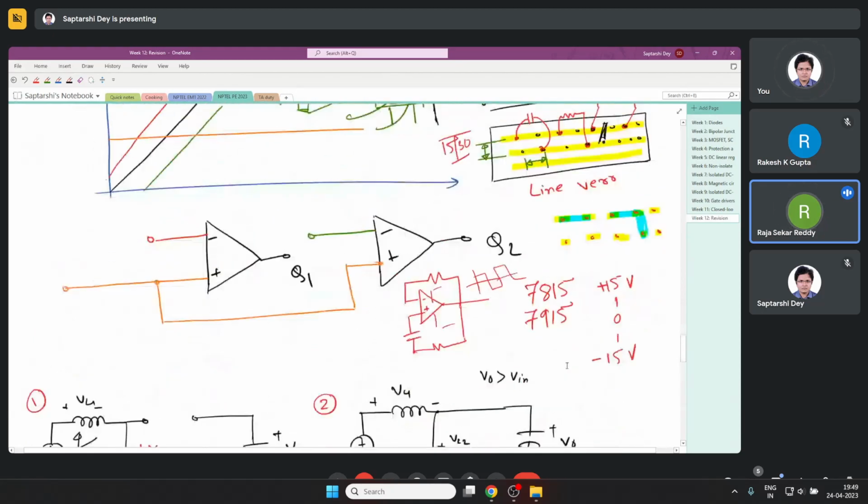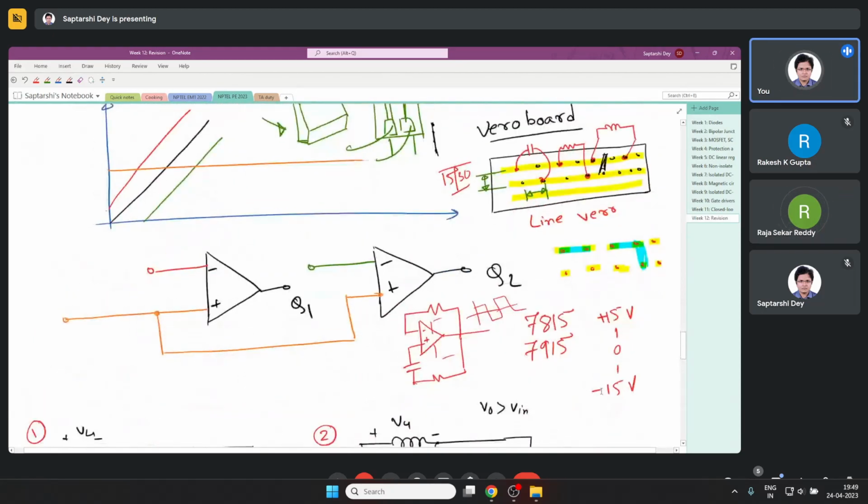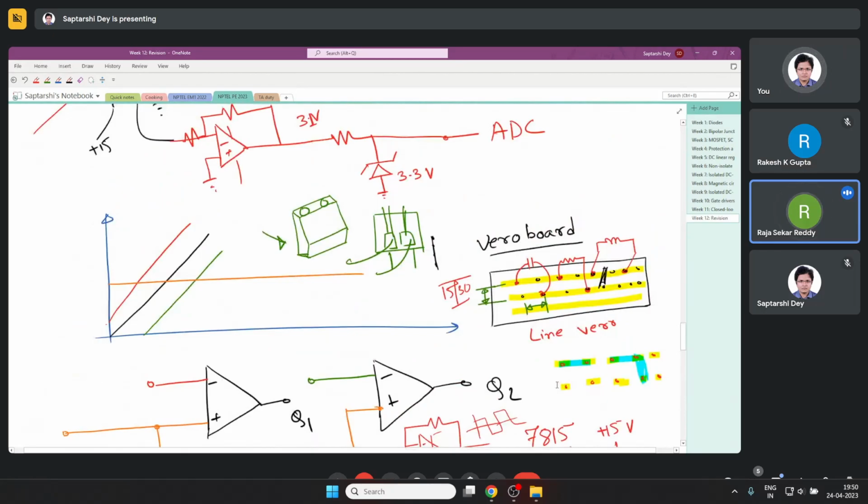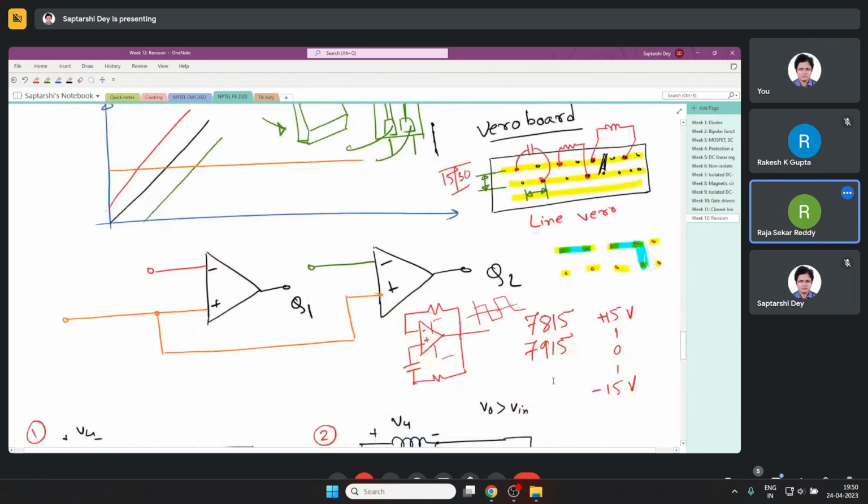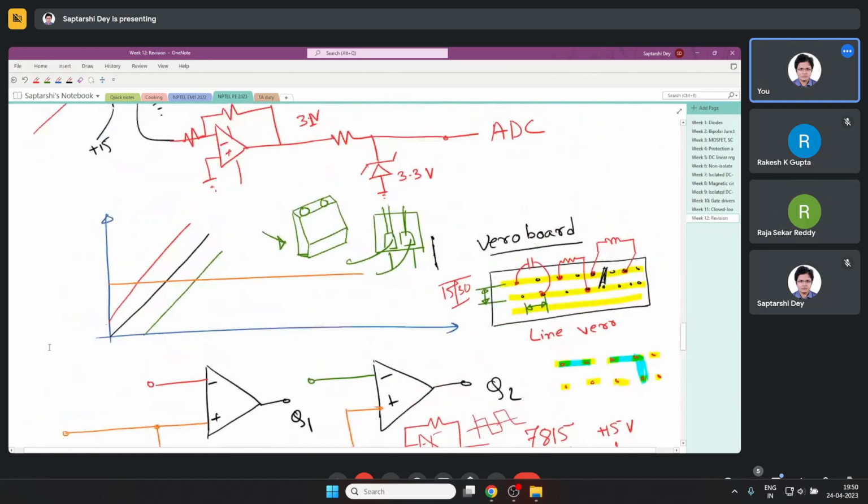Good that we could discuss some practical things. I do not have photos, like I used to click photos of these circuits, but I have lost all of them. In 2016 I made my first circuit. This was 7815 and all.